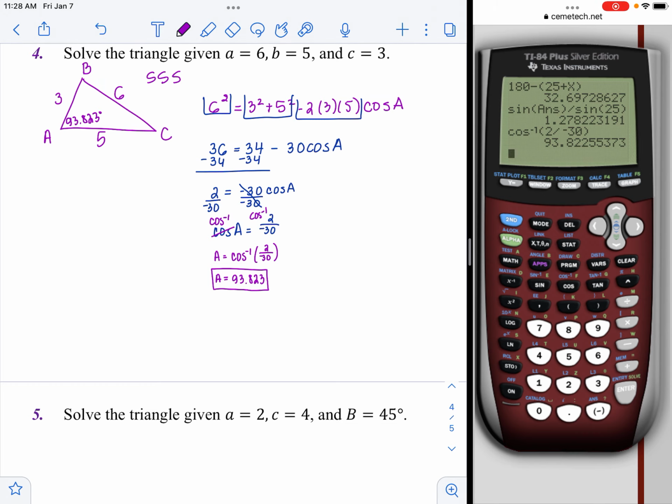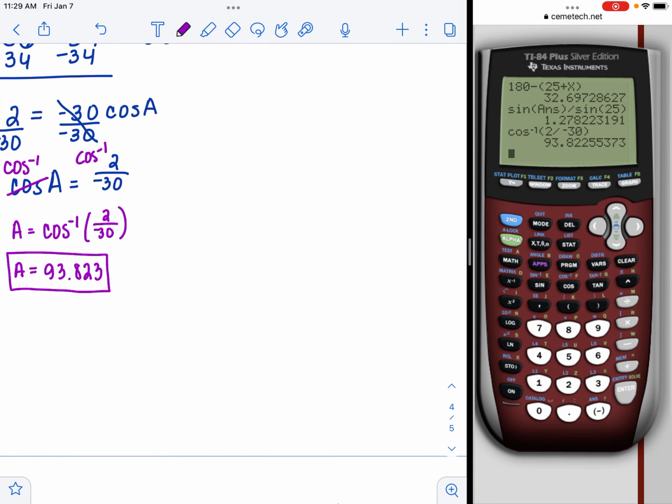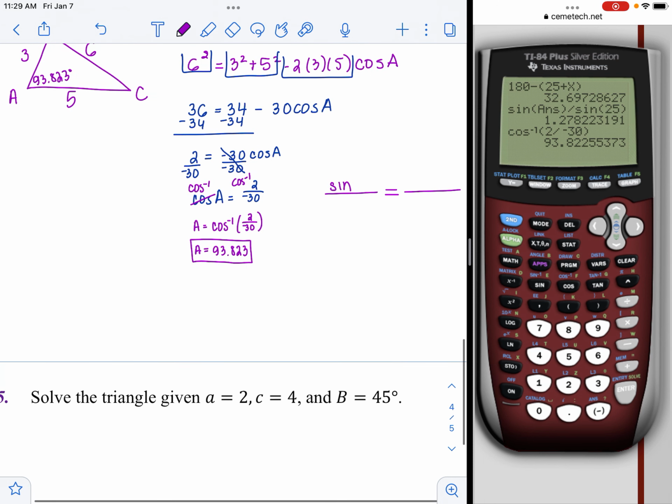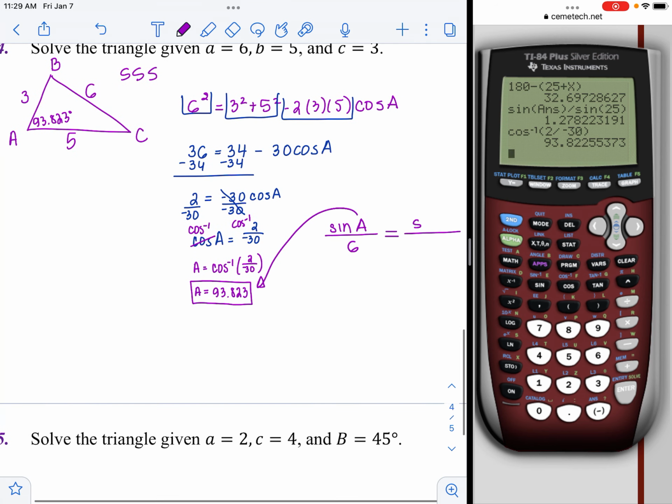Okay. All right, remember, since it's SSS, there's not a second triangle. I don't have to worry about any of that. That's only for SSA. So now I'm going to find another angle. Remember, after using law of cosines, I switched to law of sines. And it doesn't matter which angle that you solve for next. I like to do them from biggest to smallest. It's just a personal preference. So I'm going to start off with the ratio I do know. Sine of 93.823, which I'm just going to put angle A, which is this angle right here, just so we all realize that. Over side A, which is 6, is equal to, and then I'll find B next.